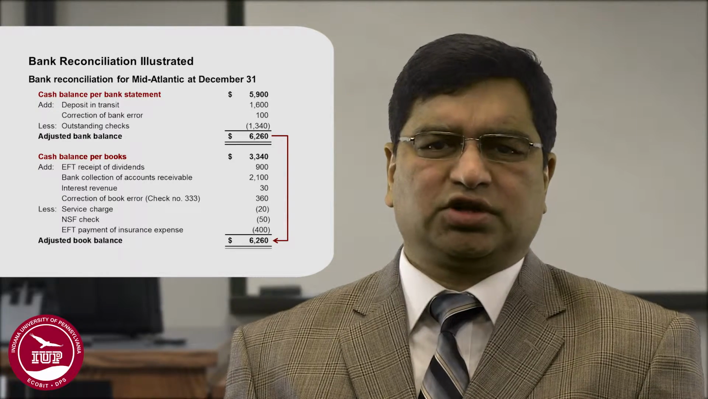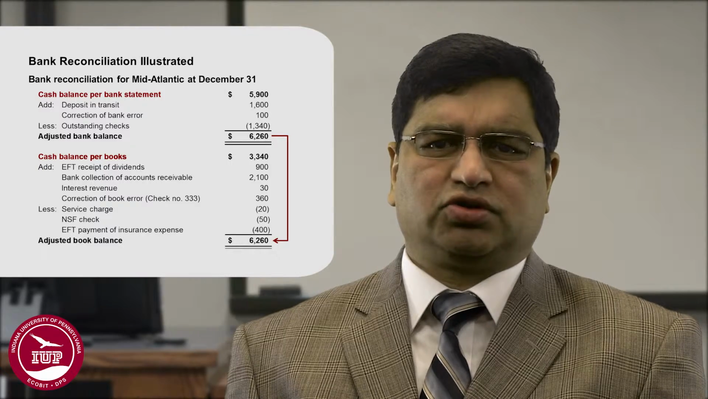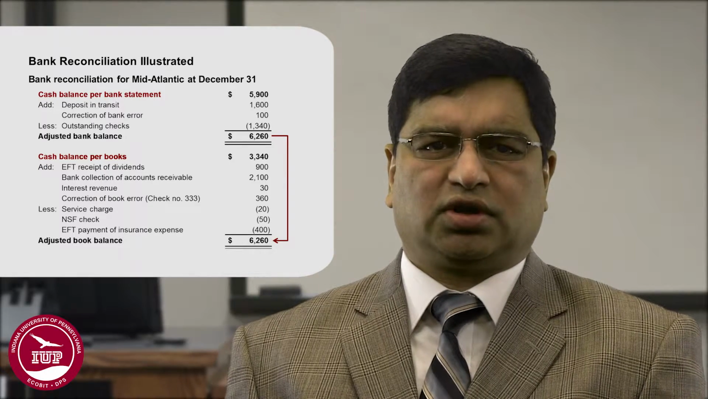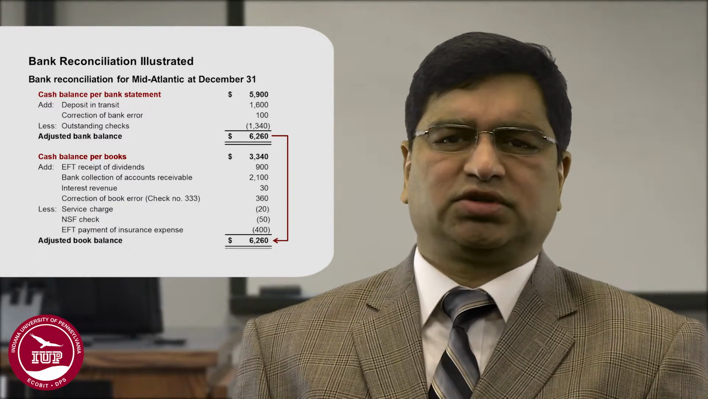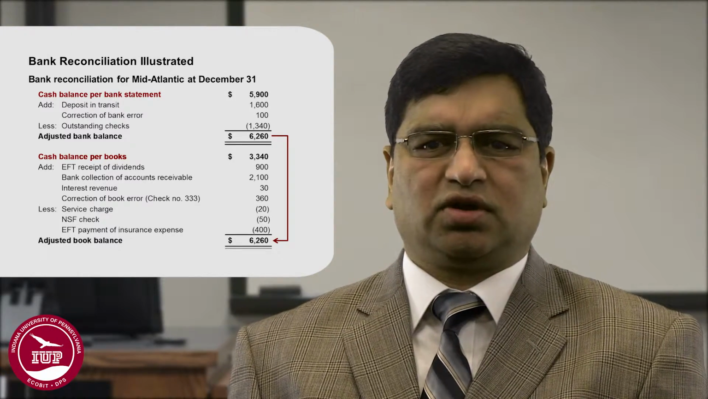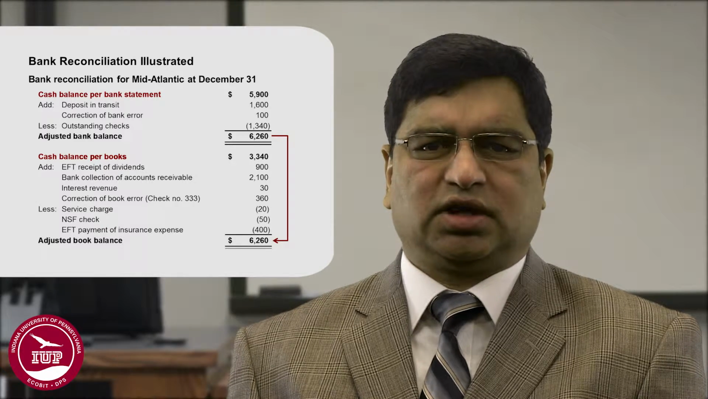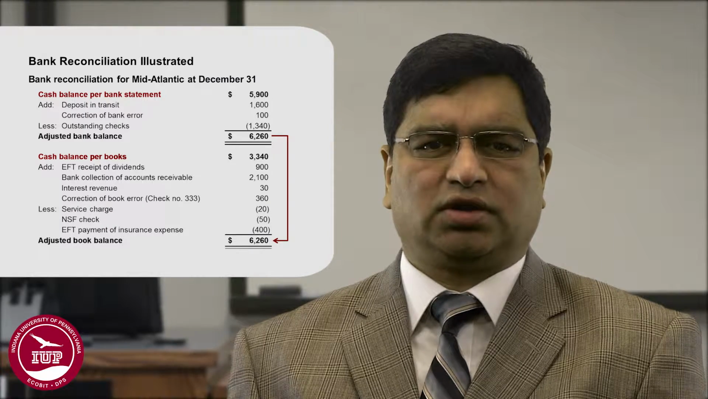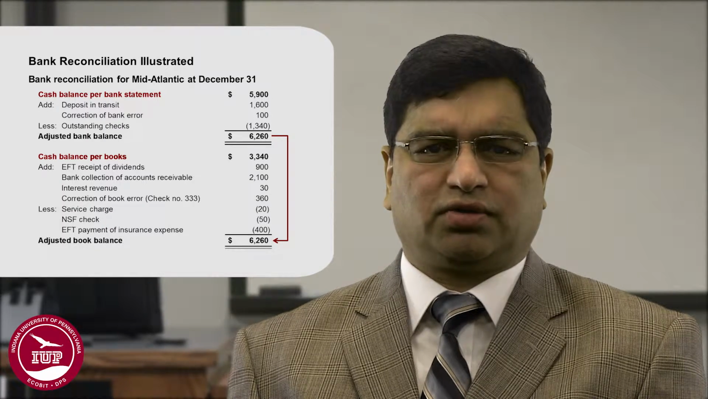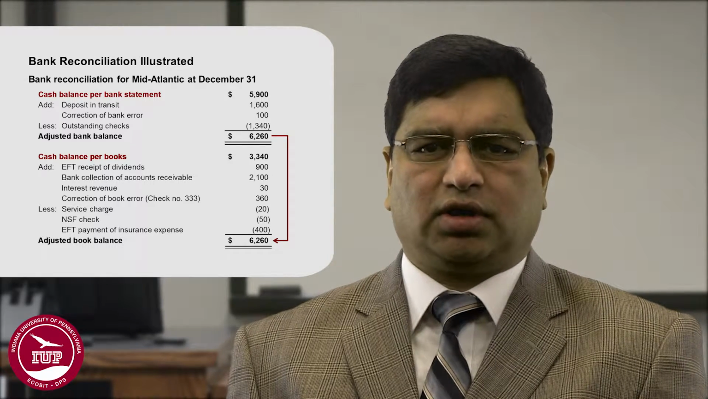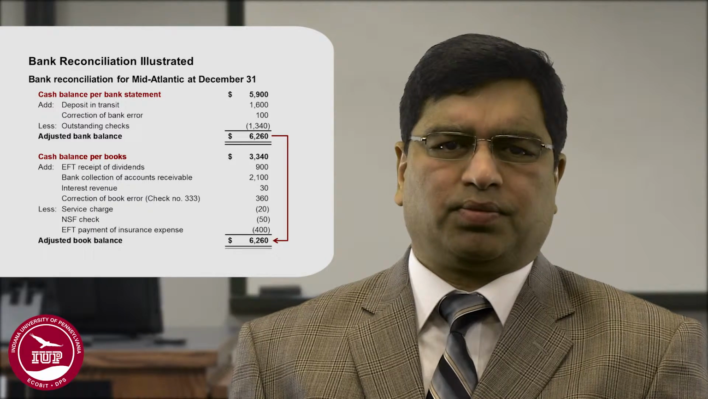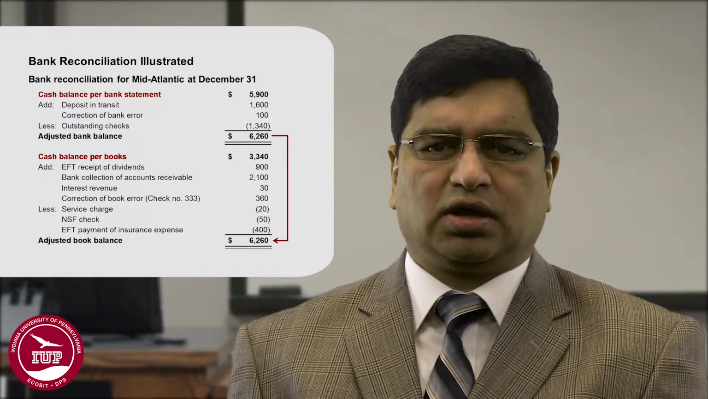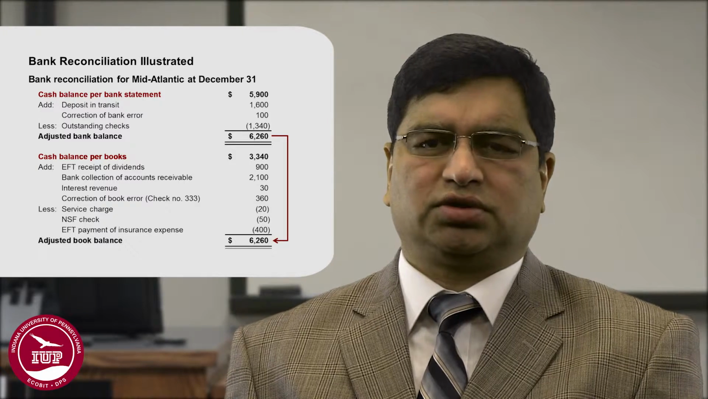Service charges by the bank need to be adjusted, and you will reduce your cash balance when you come to know about it. For the NSF checks, or non-sufficient funds checks, the bank has sent you the non-sufficient funds check back, and it is deducted, and therefore you also need to deduct the $50 that the bank has charged your account. And for the electronic fund transfer, the automatic payment of insurance expense needs to be adjusted so that your adjusted book balance will come to $6,260.